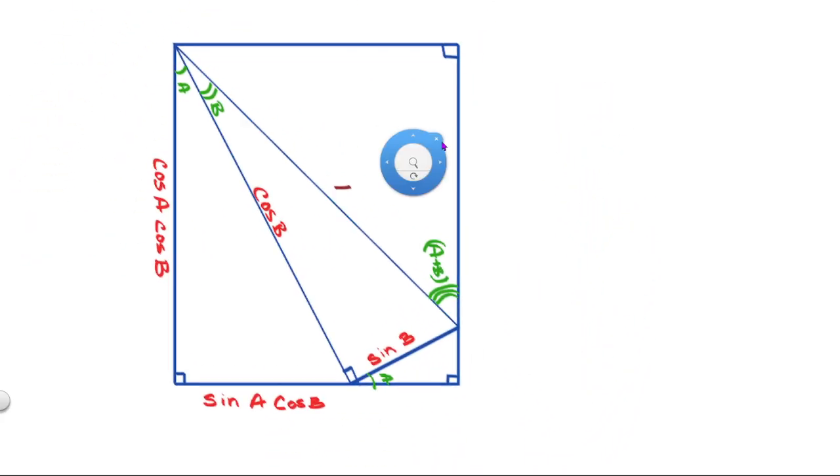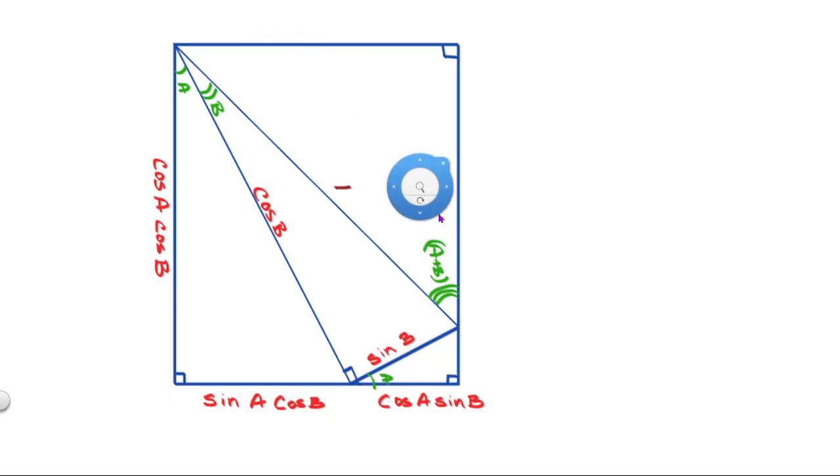And we can start looking at this similar triangle here. We know that's angle A. So if that's angle A, the cosine of A would be this leg divided by the hypotenuse. That's going to be cosine A sine B. We divide cosine A sine B by sine B, we just get cosine A, which is this leg.